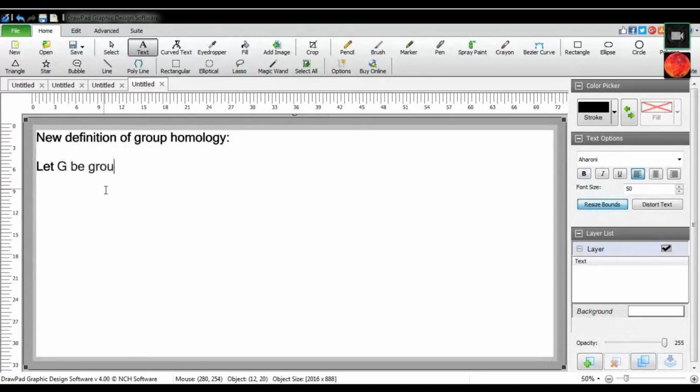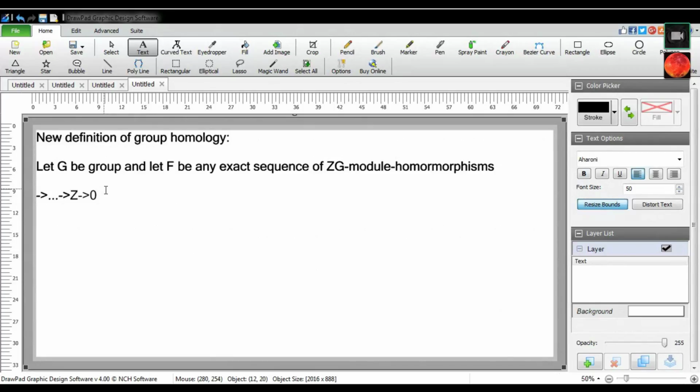So let G be a group, and I'm just going to call this F. Let F be any exact sequence of ZG module homomorphisms. And we need one more property, that it ends with Z and then 0. So it has to be some sequence that looks like this, ending in Z and then going to 0. Then we define the group homology, H_n(G; Z), as the homology of F after we divide out the G action.